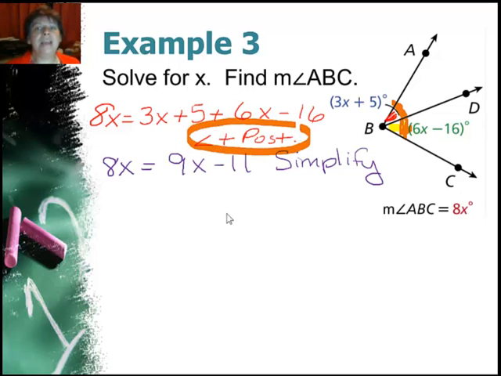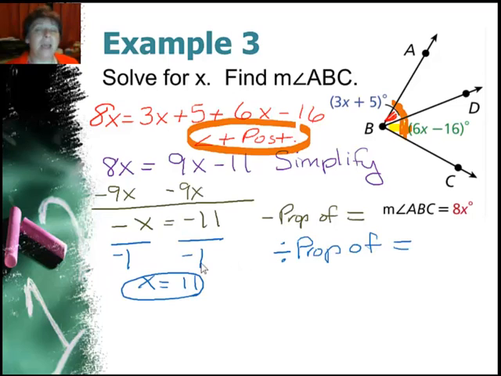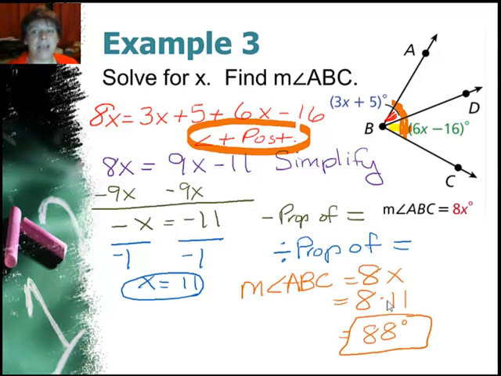Okay? Then I can simplify combining my x's, the 3x and the 6x, and the 5 and the negative 16. Now I'm going to subtract 9x from both sides. Now I could have gone the other way and subtracted 8x, but I was trying to keep my steps a little simpler. So I get negative x equals negative 11, using the subtraction property of equality. Then I can divide both sides by negative 1, and I get x equals 11, using the division property of equality. Finally, I want to find the measure of angle ABC, so I'm going to substitute 11 in for x in 8x, and I get 8 times 11, and my answer is 88 degrees.